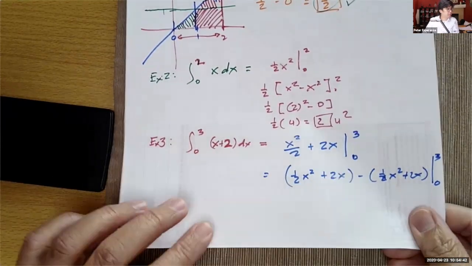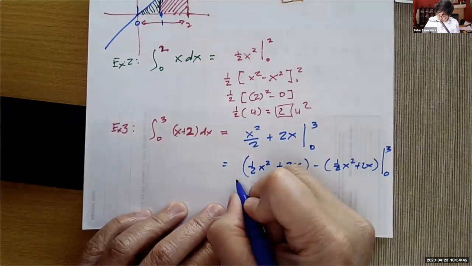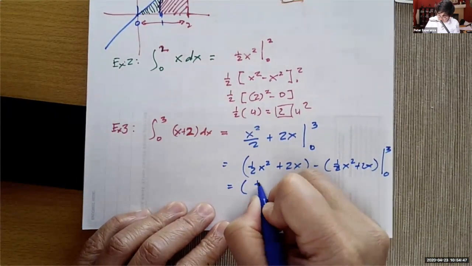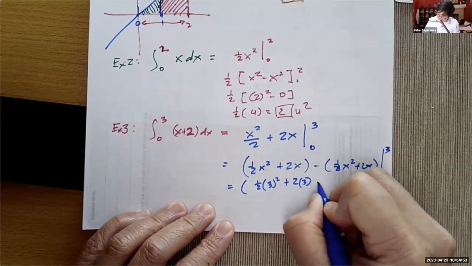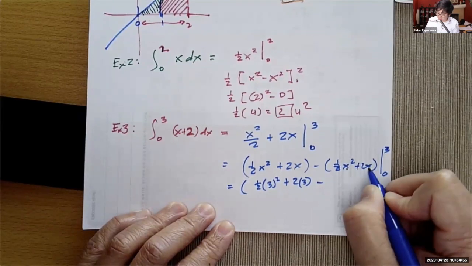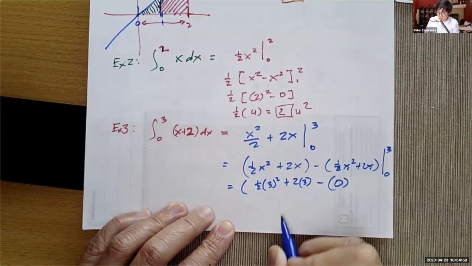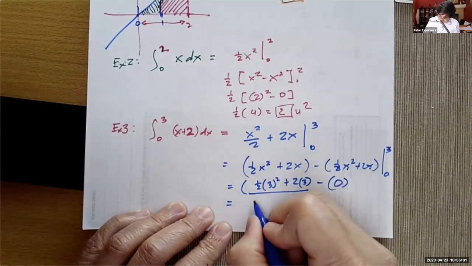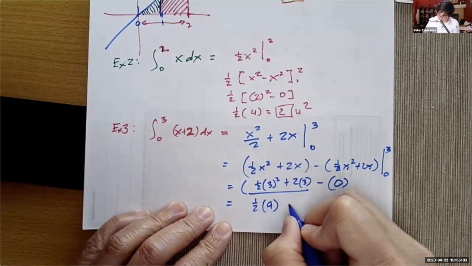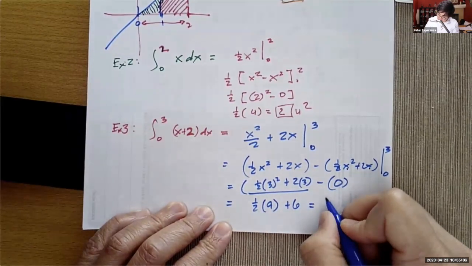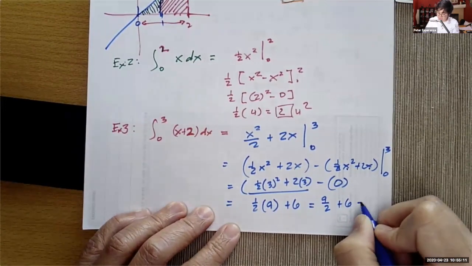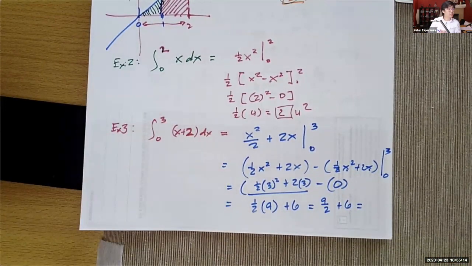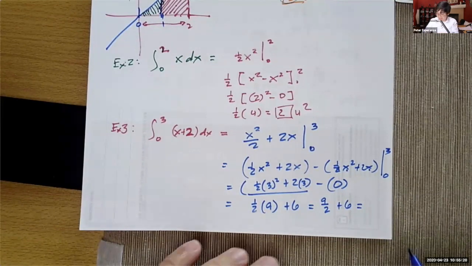Are you still seeing it? Okay. So now by substitution, we have 1/2 of 3 squared plus 2 times 3, minus, and we know that if we plug 0 here and here, it's just going to turn into 0. So you just need to worry about this. So we have 1/2 of 9 plus 6, which is 9 all over 2 plus 6. Is it 21 over 2? Yes or no? Yes.